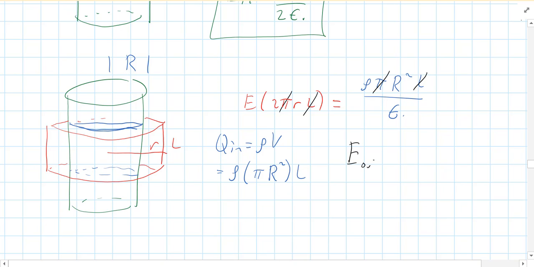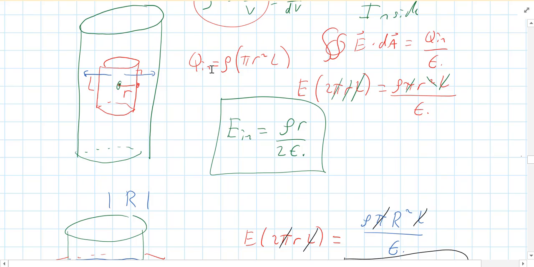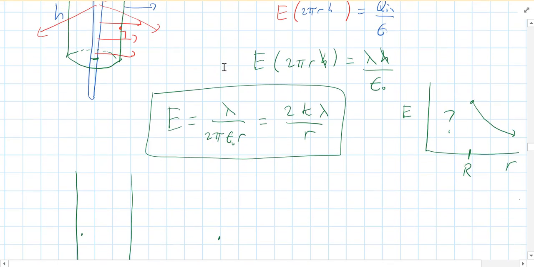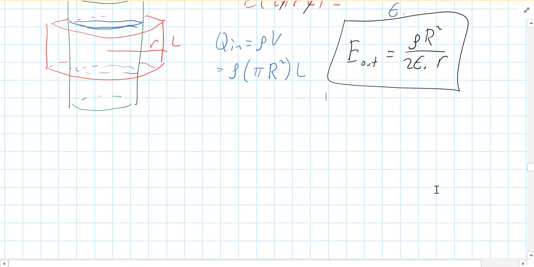And I get E on the outside is equal to rho big R squared, which is a constant, okay, over 2 epsilon naught, and then there is our r. So there's our inverse. Okay, so that's the electric field outside this thing. Again, it's an inverse function. It looks a little different because we used a rho, a volume charge density, instead of a lambda, a line charge density. But otherwise, it's the same kind of equation.